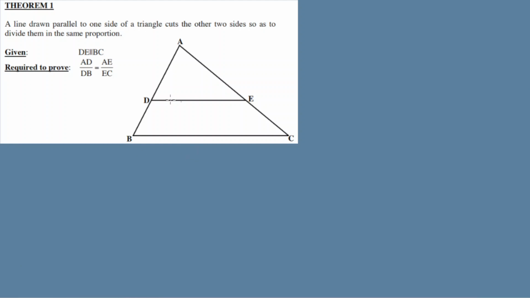So I'm given here that the drawn line DE, drawn inside this triangle, is parallel to this side BC. So how do we prove it? The first thing you do is say the triangle is divided into two parts, the upper part and the bottom part. The first thing we do is construct lines for the bottom part, connecting these corners, so it looks like a bow tie.